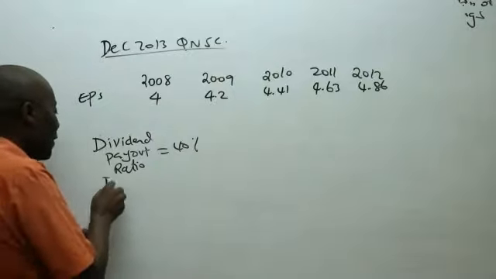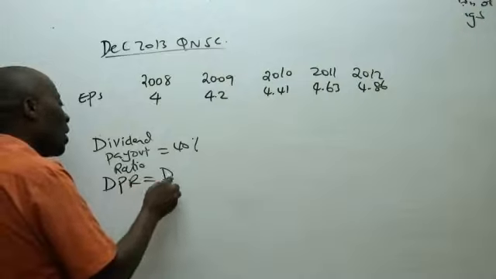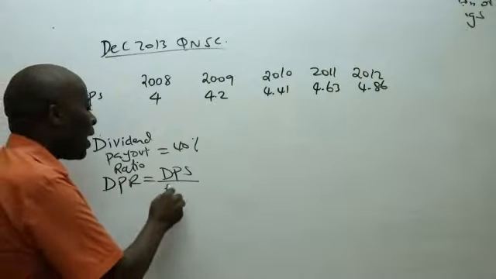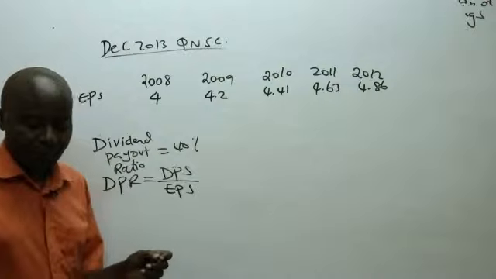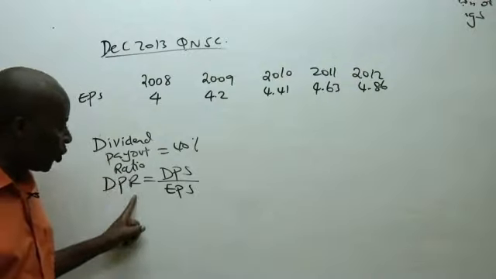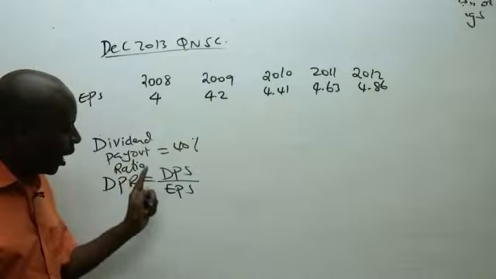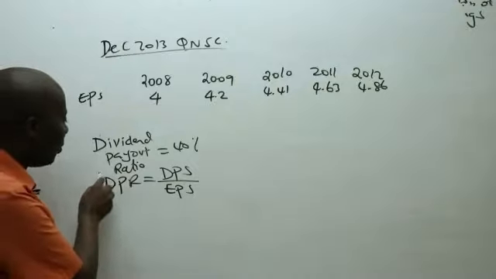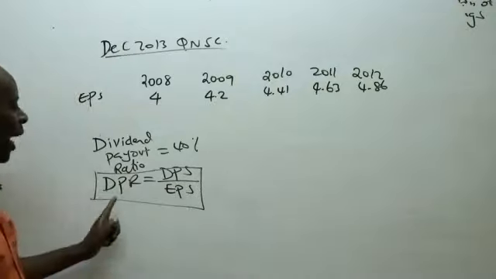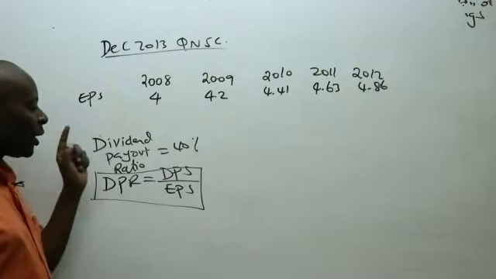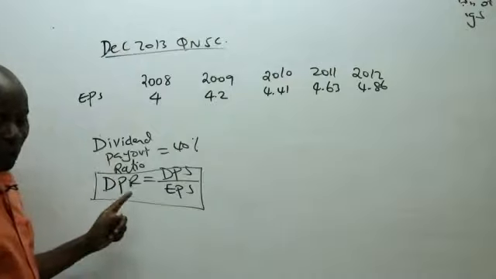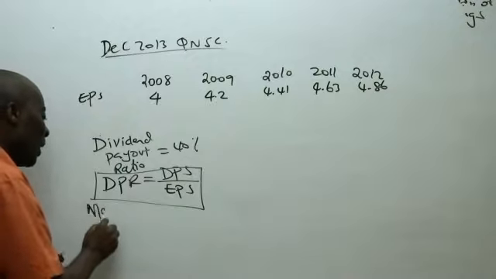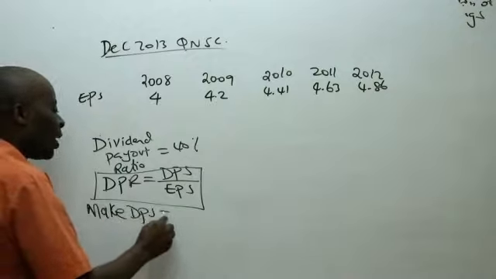So dividend payout ratio is always dividends per share, DPS, all over earnings per share. To get a dividend payout ratio, you'll always be taking dividends per share all over earnings per share. Please write this, and if possible, highlight this. Dividend payout ratio equals DPS all over EPS.